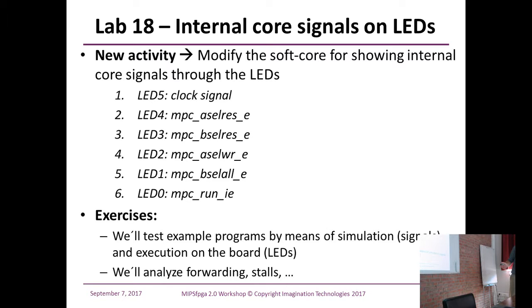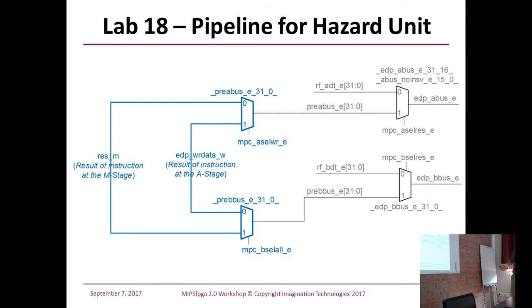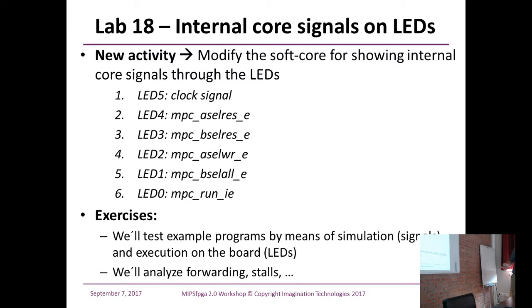Then in LEDs 1 to 4, we show the forwarding signals, the signals controlling these 4 multiplexers. And finally, in LED 5, we'll show the clock signal. And if we keep the clock as originally, this would be impossible to see. So what we'll do is we'll change the system and we'll use a slow clock. Okay? So we can observe the value of the signals at a reasonable speed.